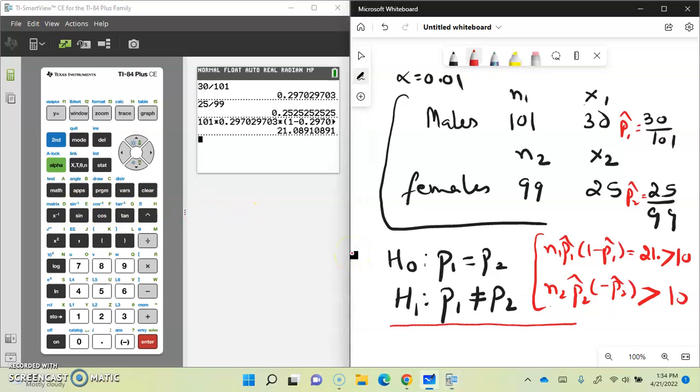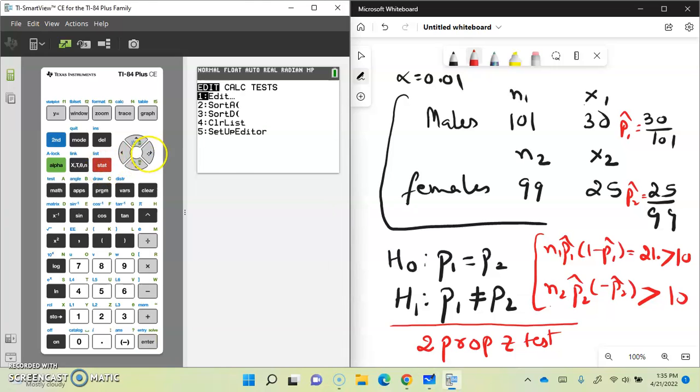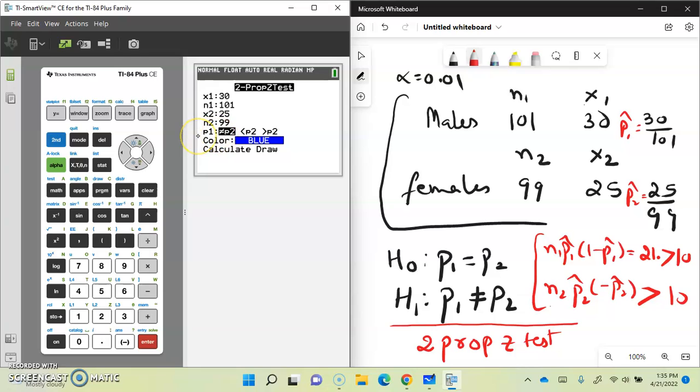This is a two population proportion test. So the two prop z test is what we are going to run. So stat, go to test. 2 prop z test is at number 6. Enter here. X1 is 30. N1 is 101. X2 is 25. N2 is 99. And we are testing the difference, so highlight not equal to and then press calculate.